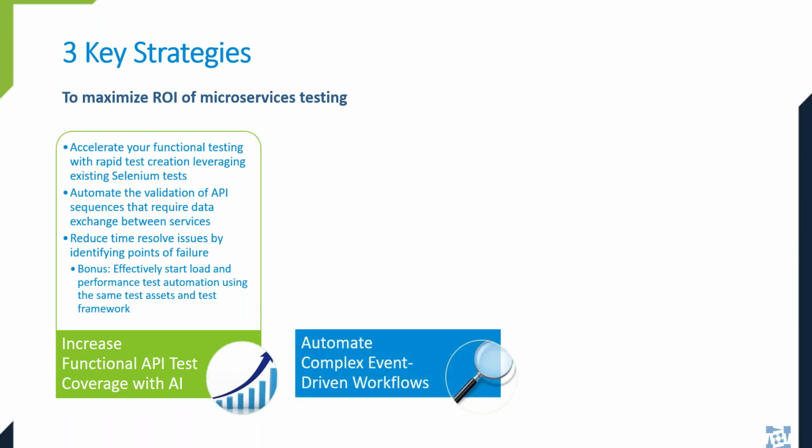Let's move on to the second one. So in the second one, things get a little more complicated. We start thinking about event-driven or reactive architectures. And in this strategy, we want to take you through how to automate the validation of those workflows. And so I'll hand it back to you, Wilhelm, to take us through that. All right, thanks, Chris.